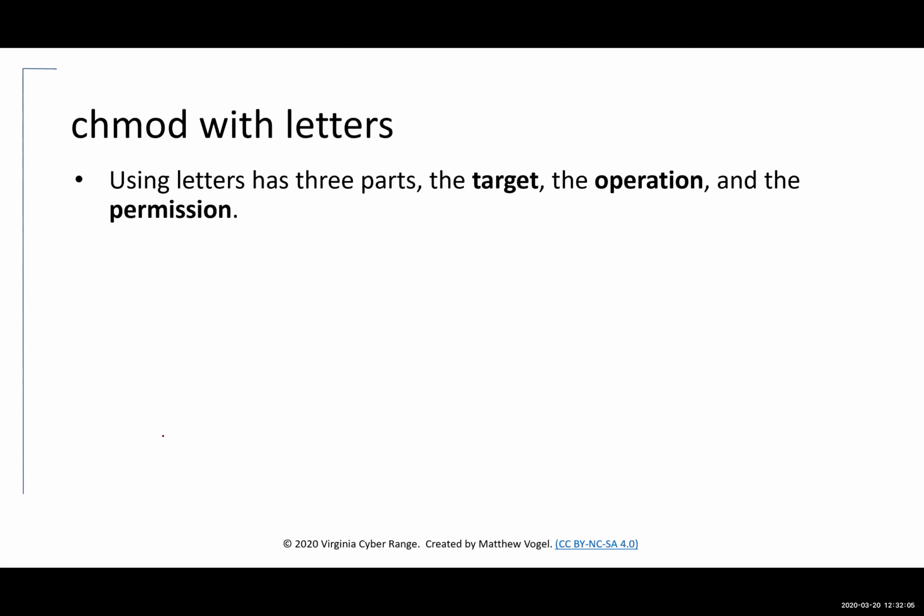So there's a couple ways that you can use the chmod command. You can use it with letters, and when you use it with letters, you're going to have three parts. You're going to have the target. The target's going to be user, group, or other. The operation, that's either to set the permission or to remove the permission, and then the permission itself, and that's going to be read, write, or execute.